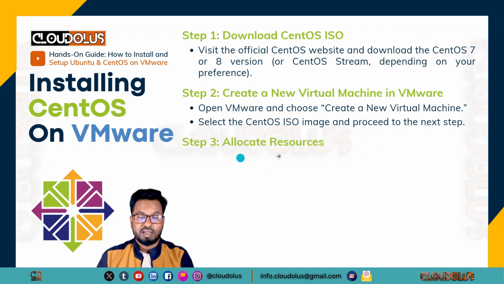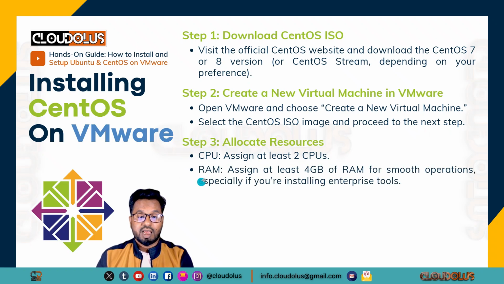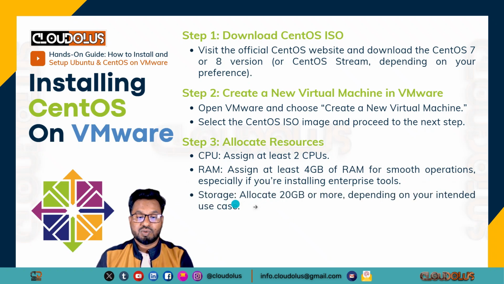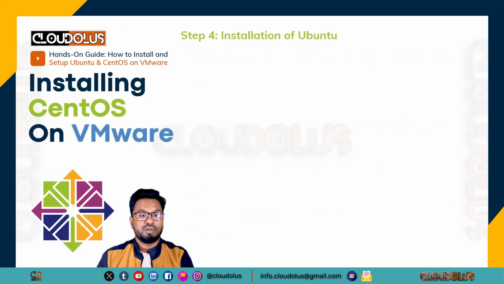So step number 3, allocate resources. For CPUs, assign at least 2 CPUs, and for RAM, assign at least 4 GB for smooth operation, especially if you are installing enterprise tools. After that, for storage, allocate 20 GB or more depending on your intended use cases. So this is step 3, and then we'll go with the 4th step, the installation of the system.